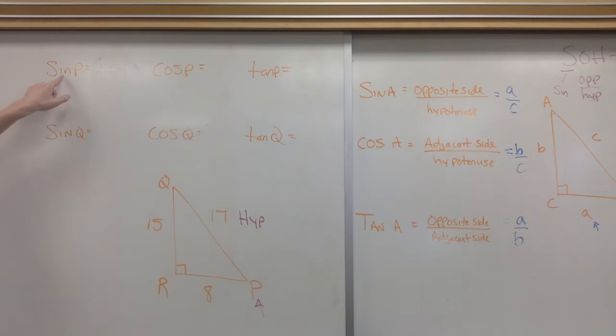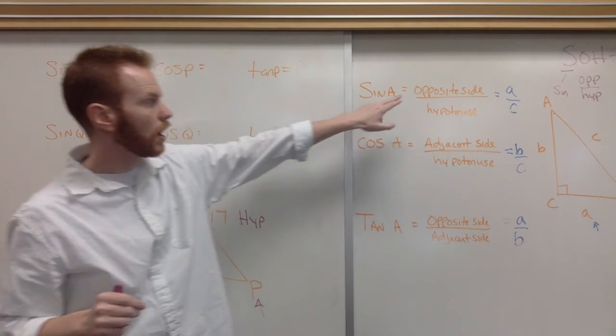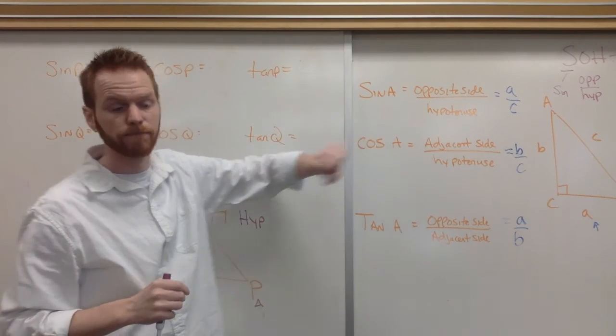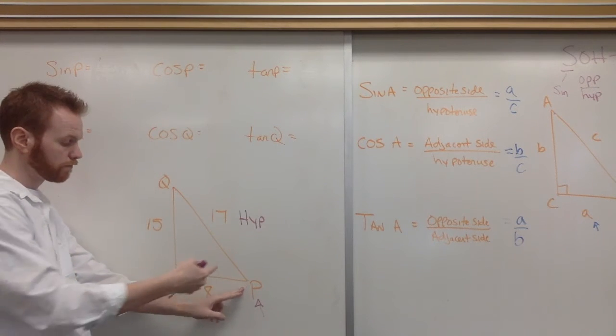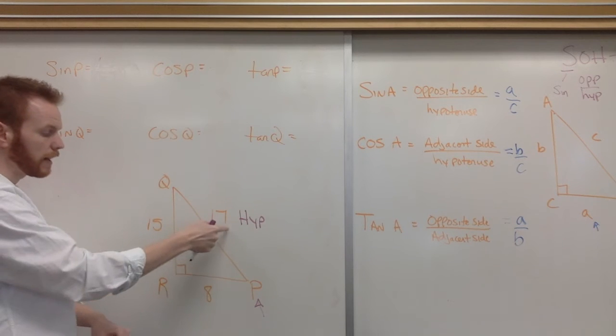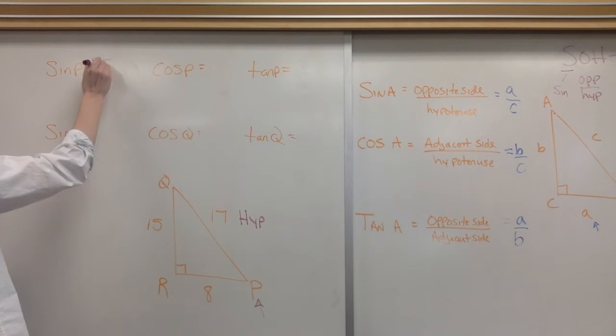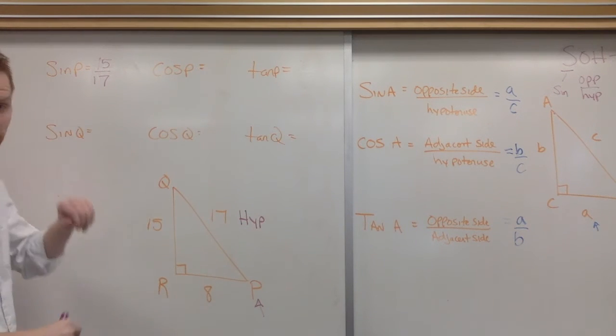All right, the first one, sine of P. Now, sine is what two measurements? It's the opposite over hypotenuse. Okay? So looking at angle P, what side's opposite? Well, if I go diagonally across, that's going to be 15. And then my hypotenuse is 17. So 15 over 17, that ratio, we call it sine.